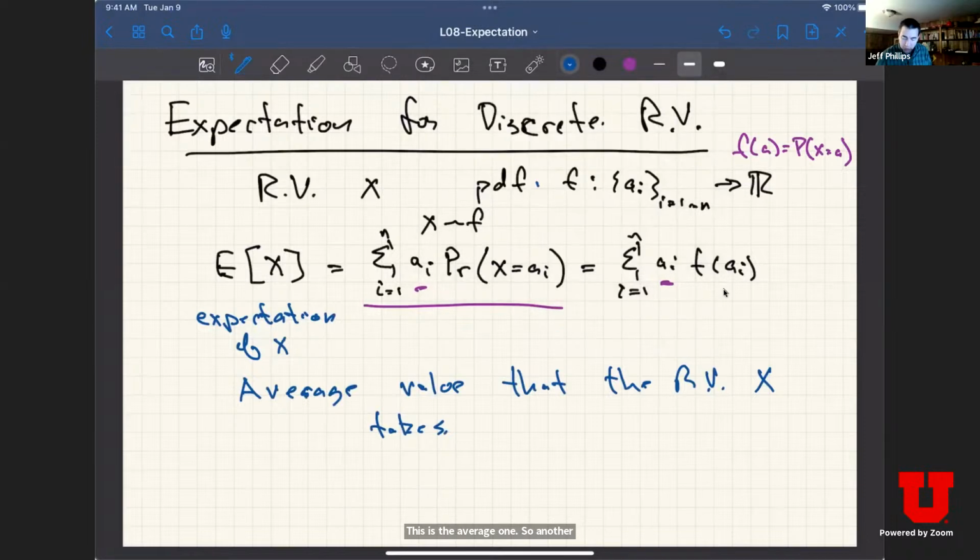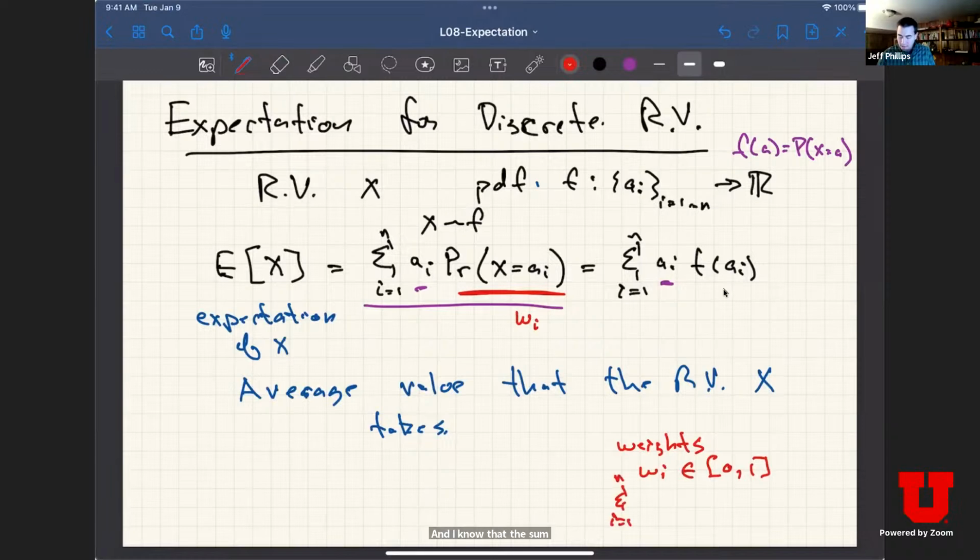So another way I'd like to think about this is that these probabilities, I can think of them as weights. So let's say this is a weight associated with this value ai. Because these are probabilities, I know that each weight is in [0, 1], and I know that the sum from i to n of the weights is equal to 1. So I can then think of the expected value of x as the weighted average, the sum from i equals 1 to n of wi times ai.